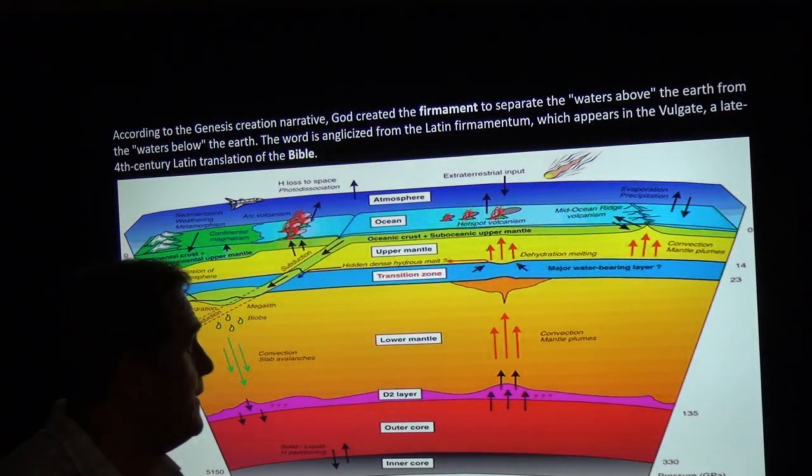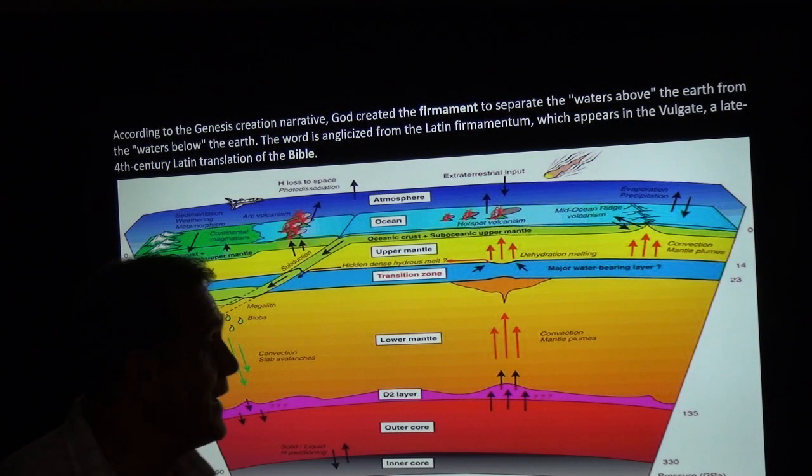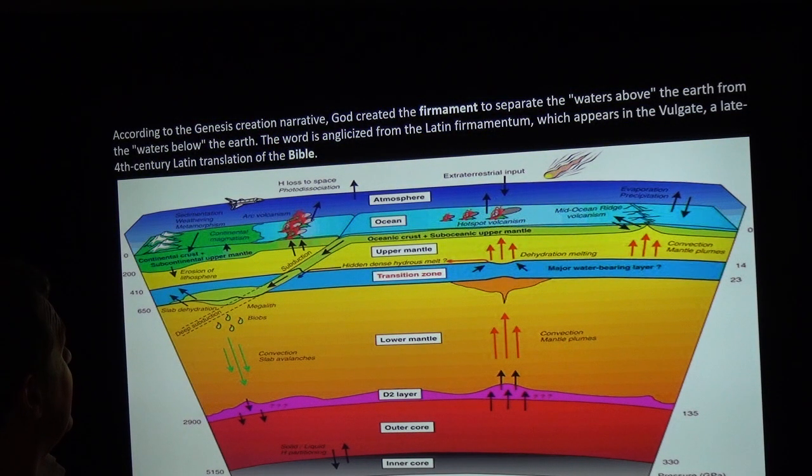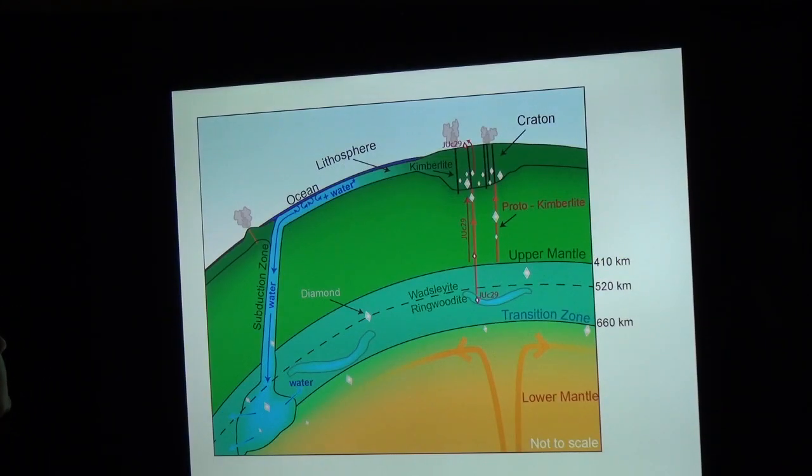All right, moving on. I'm not a real big scripture guy, although I know a little bit. I know a little bit to be dangerous. According to the Genesis creation narrative, God created the firmament to separate the waters above the earth from the waters below. The word is anglicized from the Latin firmamentum, which appears in the Vulgate, a late 4th century transcript.